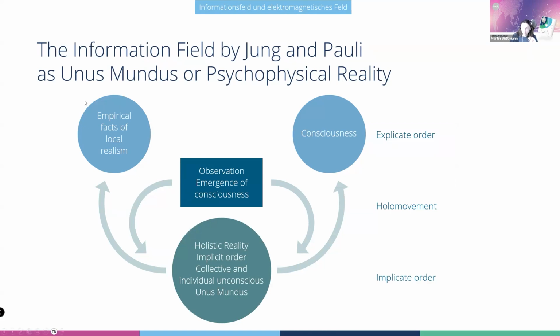So they had the empirical facts and the consciousness, and these two things are basically in a constant holo movement. So with the holistic reality, so implicit order, our collective or individual unconsciousness. Unus mundus is one word, basically translated. And so there's a constant observation and emergence of consciousness. So you cannot basically divide your consciousness from empirical facts. Those are connected ultimately, but they are also basically moving between, let's say, unconscious things and conscious things.